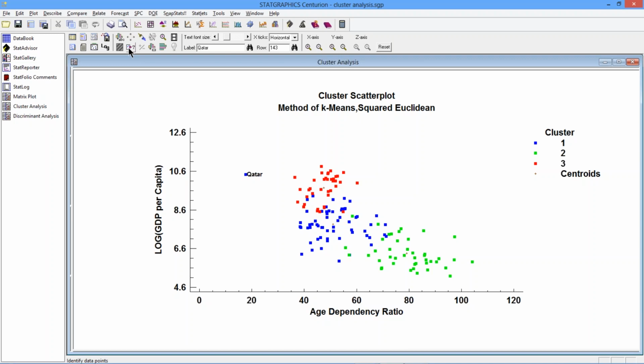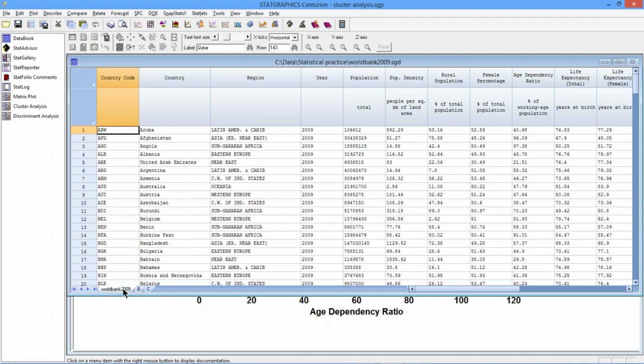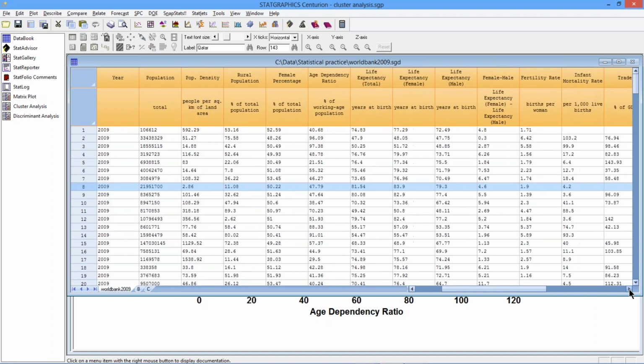Why was Australia not grouped? Because Australia had missing data on certain variables. If I look back in the data book and look at the World Bank data, Australia is here. It must have been missing data on something.